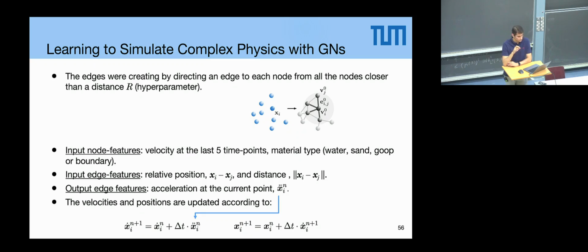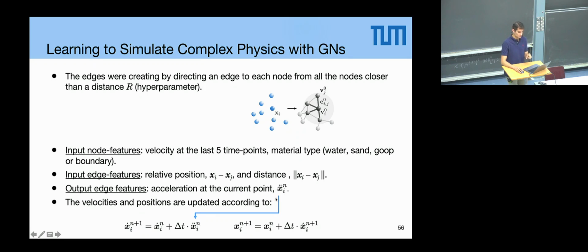Well, the outputs are obtained for each node, not for the edges. So based on the current location of the nodes, we create edges. Then we have the inputs, which is the velocity of the nodes and so on. We evaluate the network and we obtain the acceleration. So at each node, we obtain the acceleration, not for each edge.